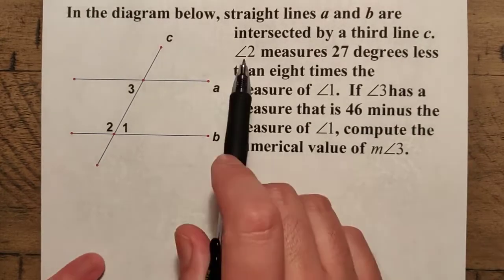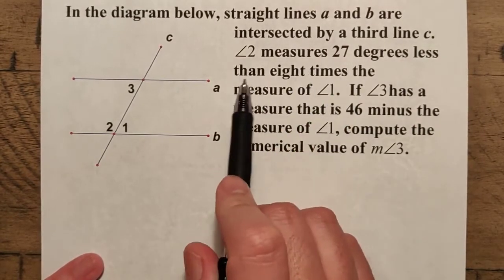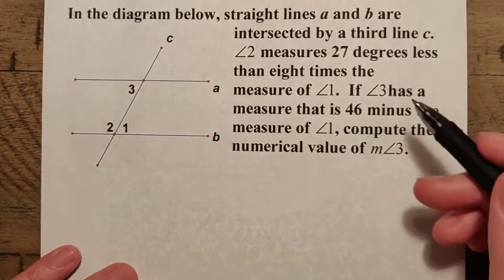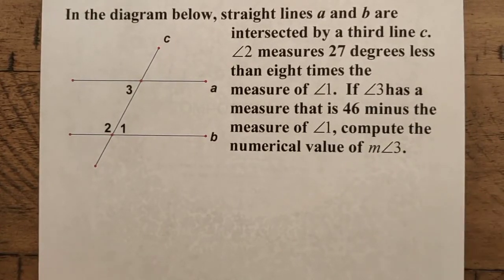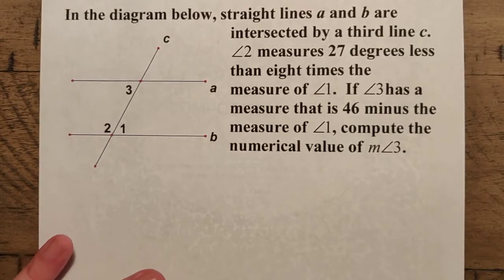So we have what appears to be angle 2 measuring 27 degrees less than 8 times the measure of angle 1. And we have angle 3, which has a measure that's 46 minus the measure of angle 1. Compute the numerical value of angle 3. Okay, that seems pretty fair.